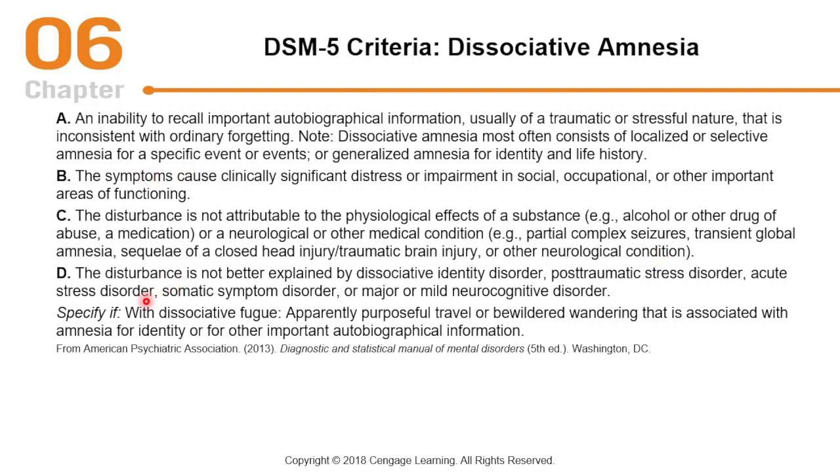Okay, and the disturbance is not better explained by dissociative identity disorder or post-traumatic stress disorder or acute stress disorder or somatic symptom disorder or major or mild neurological disorder. So, again, it cannot be comorbid with the following disorders. Also, if there is a fugue, dissociative fugue, you have to specify that this is there. So, ito nga, again, the fugue is travel or bewildered wandering that is associated with amnesia for identity or other important autobiographical information.